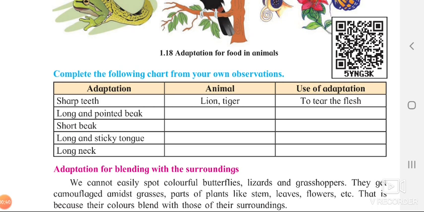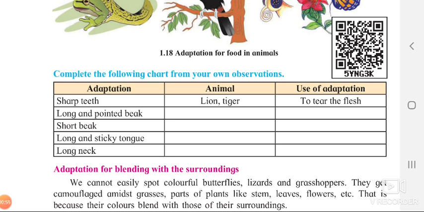They have given over your adaptation of sharp teeth. Which animal consists of the sharp teeth? You can see the lion and the tiger. And why? What is the use of this adaptation to them? Yes, they can use it to tear the flesh.